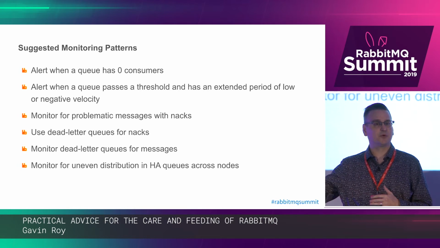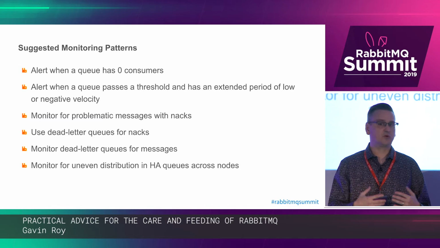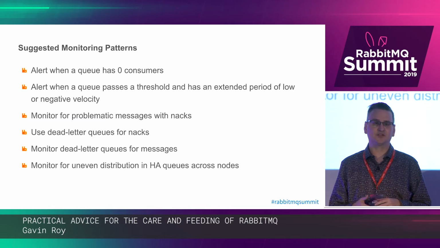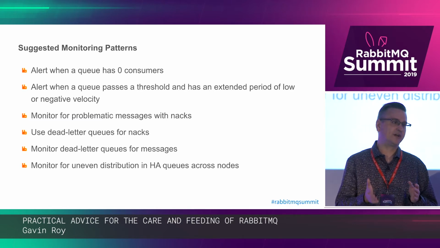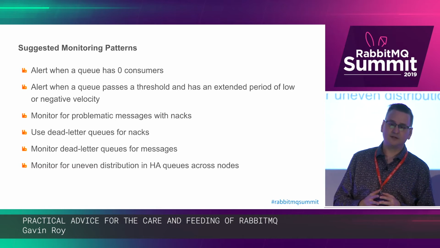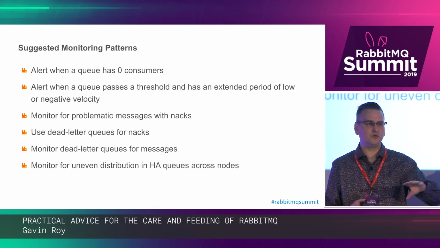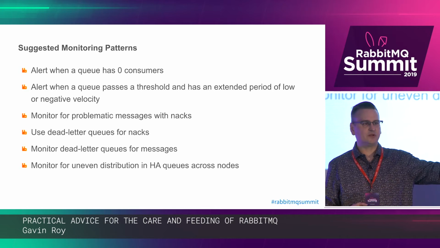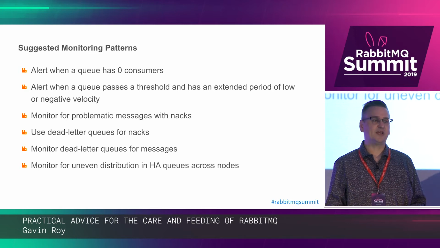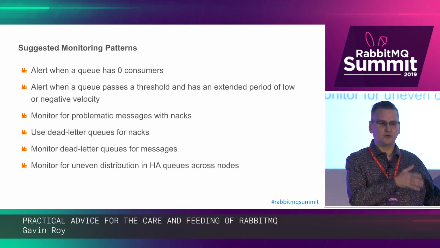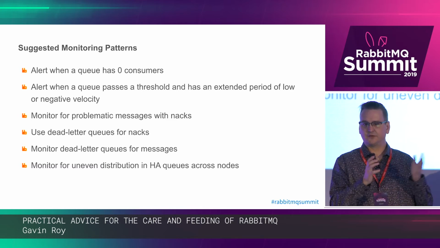Maybe that's not something you throw an alert for, but you've got a dashboard that shows you that there's an uneven distribution, because that will create a hotspot within your environment that will cause CPU, memory, network utilization, and disk utilization to be higher on the nodes where the hotspotting is occurring than on the other nodes.